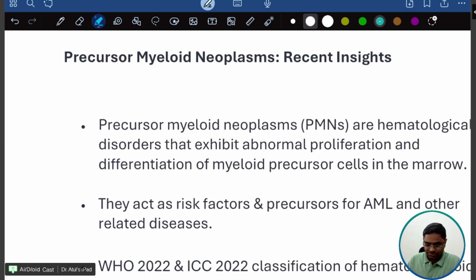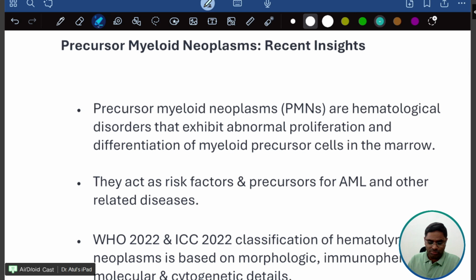So let us begin the chapter with the introduction. Precursor myeloid neoplasms are nothing but hematological disorders which exhibit abnormal proliferation and differentiation of myeloid precursor cells in the marrow. Now they act as risk factors and precursors for AML and other related diseases such as MDS.